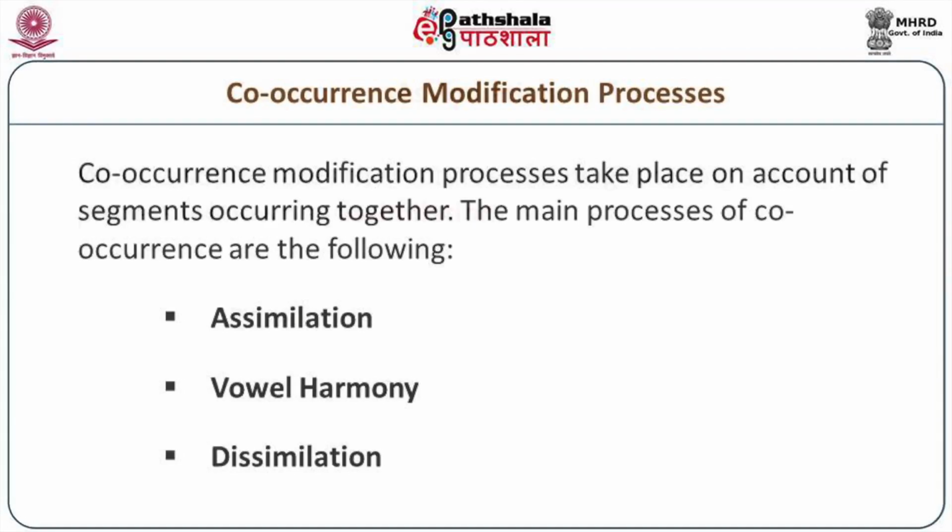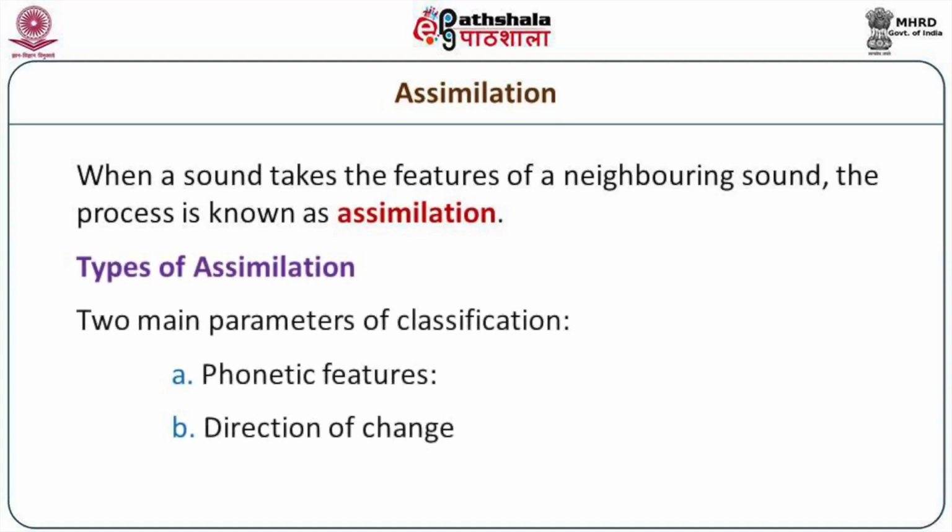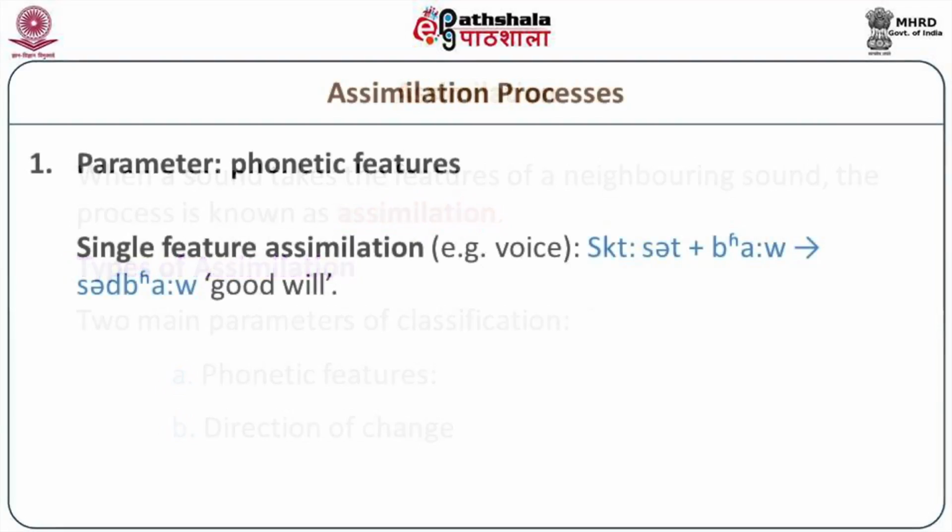Assimilation takes place when a segment takes features of a neighboring segment and thus becomes more like the neighboring segment. These are of two main subtypes: one dealing with the types of features that are assimilated, and the other is the direction in which the assimilation takes place. Based on the phonetic features which are assimilated, we have assimilation of three main types.